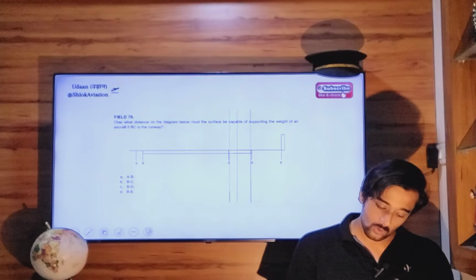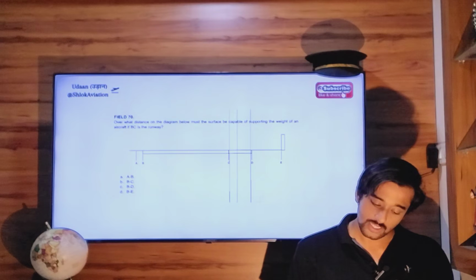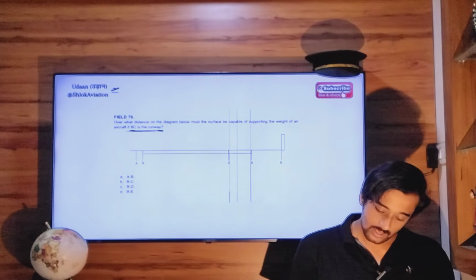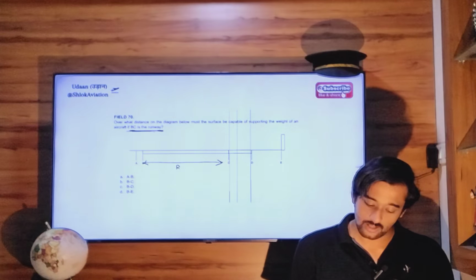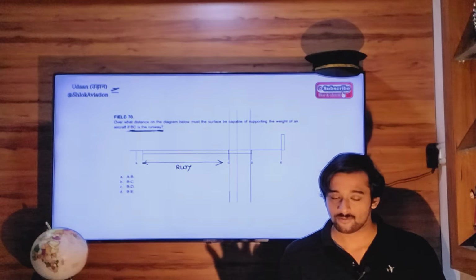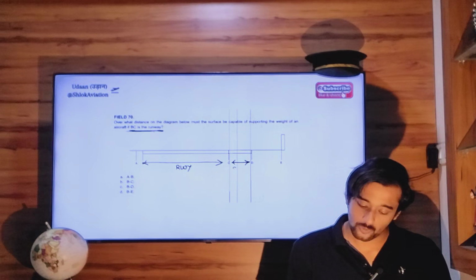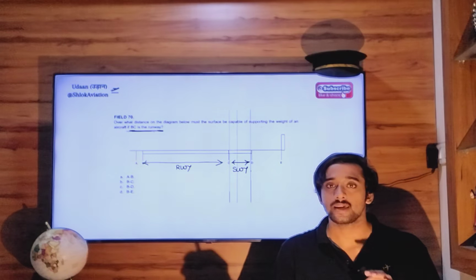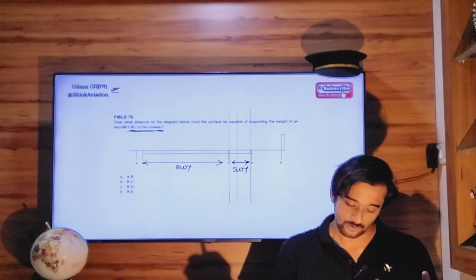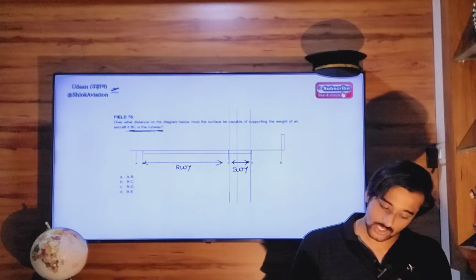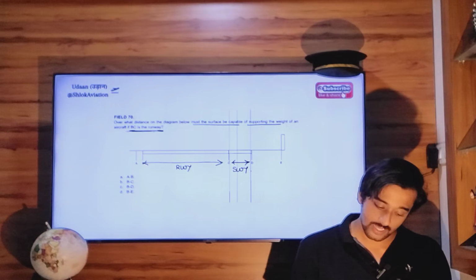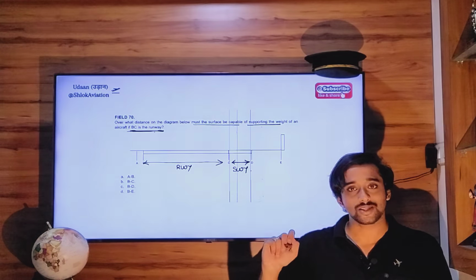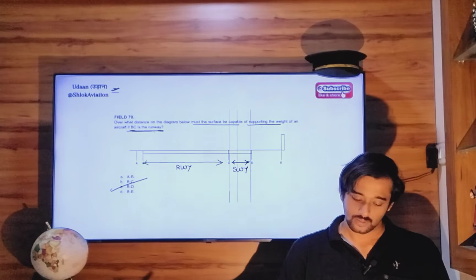Last, over what distance on the diagram below must the surface be capable of supporting the weight of aircraft if BC is the runway? So BC is the runway. The runway must be able to support the weight of aircraft, very common. And then we have the stopway. The stopway is also designed to support the weight of aircraft in order to bring it to a full stop in the event of cancelled takeoff, aborted takeoff, right? So beginning from Bravo to Delta, it must be able to support the weight of aircraft. So Charlie. Okay.